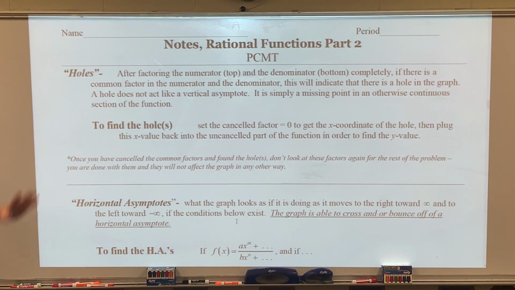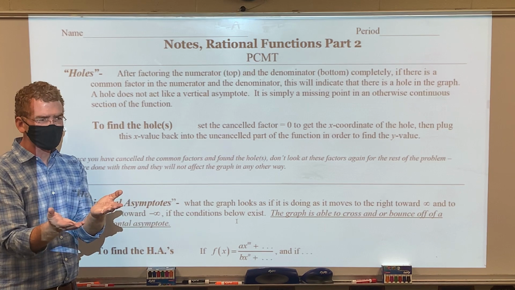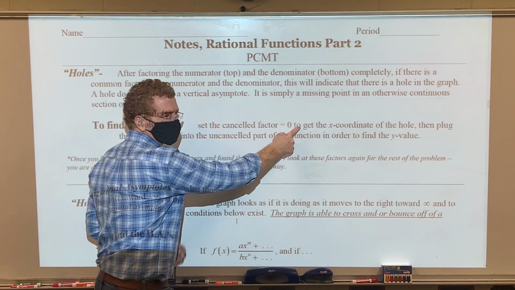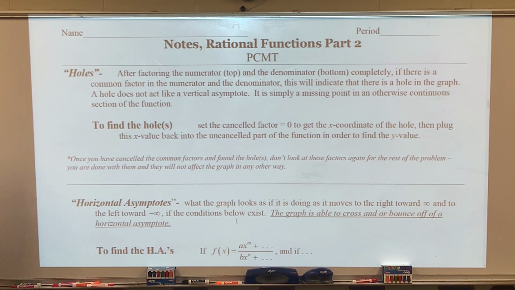Okay? So again, to find a hole, if it has one, factor it up. You have a common factor, cancel it. Take the x value from that factor, just like you would use if you were doing synthetic division. Set it equal to 0 to get the x coordinate. Plug it back into the uncanceled part to get the y value. And be careful about that, because sometimes that can be messy. I mean, you end up with some ugly y values most of the time.